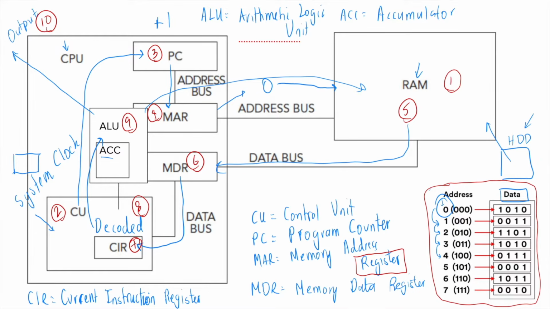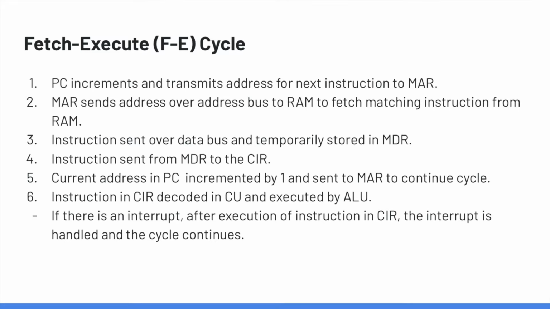So we call this the von Neumann model, but this is also called the fetch, decode, execute cycle, because we're fetching data from memory, decoding it, and then executing in our ALU. So to kind of list things out and give you a textual version of what happened, we can say that first the PC, or the program counter, increments and transmits the address for the next instruction to the MAR. The MAR sends the address over the address bus to RAM to fetch matching instructions from the RAM. Then our instruction is being sent over the data bus to the MDR. From the MDR, we go to the CIR, the current instruction register.